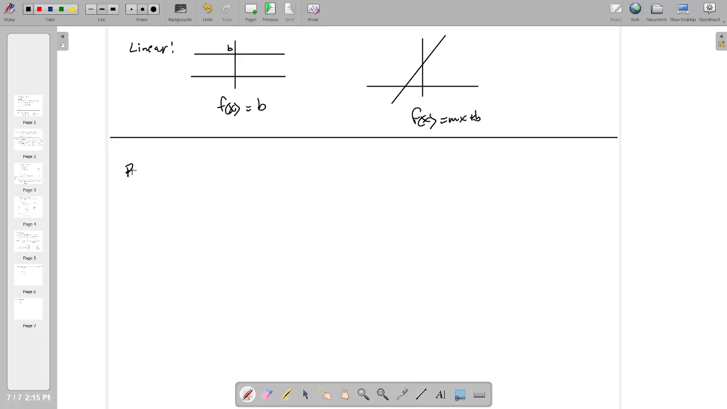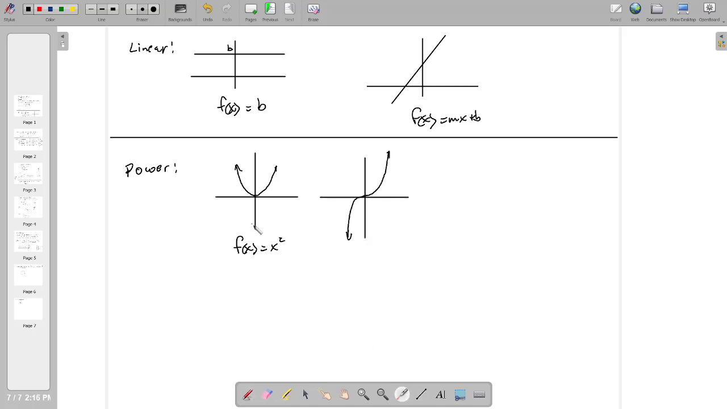Then we have power functions. Now, power functions have the form x to the a, where a is an integer. A parabola that looks like this is of the form f of x is equal to x squared. Now, we could also have a cubic function, which will look more like this.